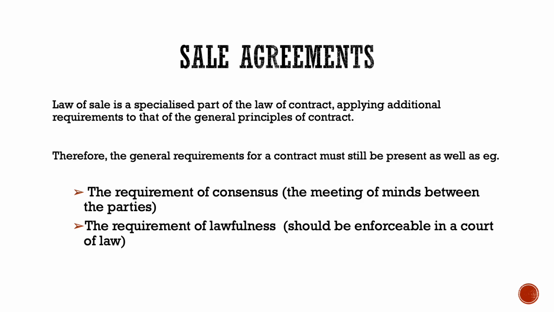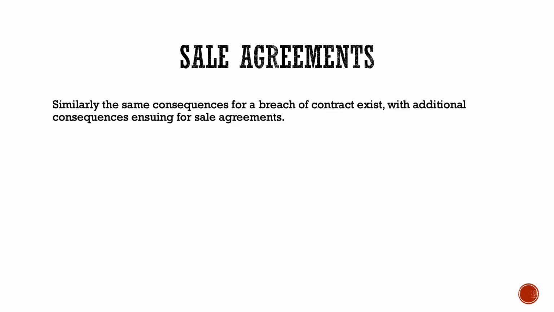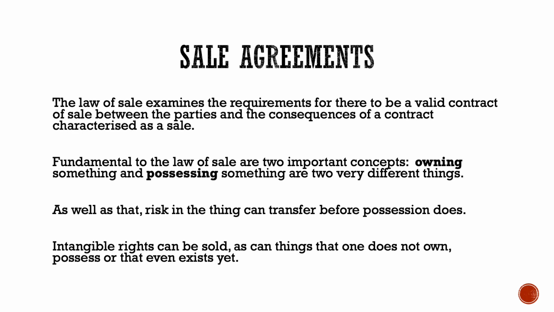The law of sale is a specialized part of law of contract, applying additional requirements to that of the general principles of contract. Therefore, the general requirements for the contract must still be present, as well as, for example, the requirement of consensus, which basically means the meeting of the minds between the parties. The requirement of lawfulness should also be present, which basically means that a contract should be enforceable in law. Similarly, the consequences for a breach of contract also exist under a sale agreement, however, with additional consequences that ensue in that respect. The law of sale examines the requirements for there to be a valid contract of sale between the parties and the consequences of a breach of a contract characterized as a sale.